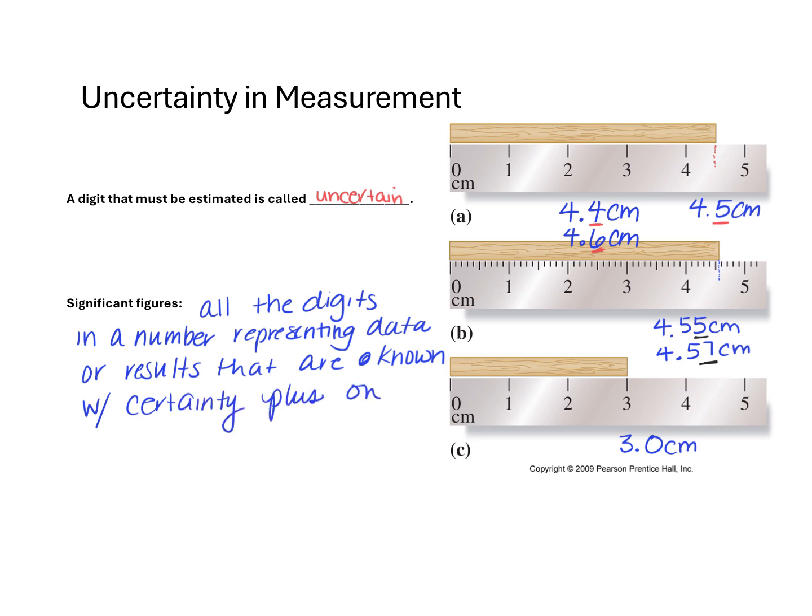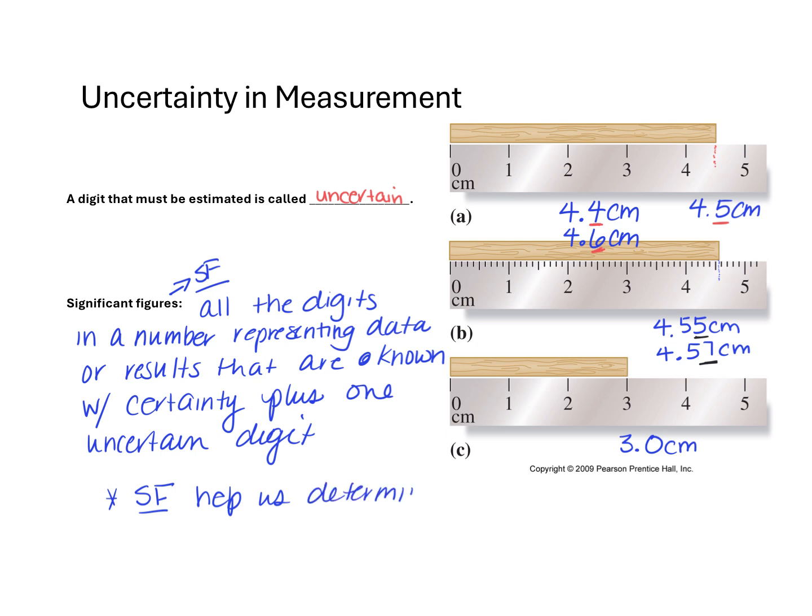Plus one uncertain digit. So that uncertain digit is our estimated digit. So significant figures, which I'm going to abbreviate as SF. So SF is significant figures, right? These help us determine how specific the measuring tool is without viewing the tool.